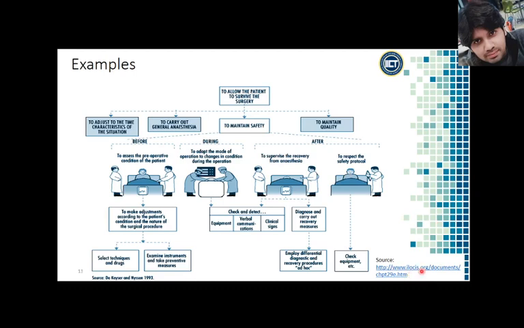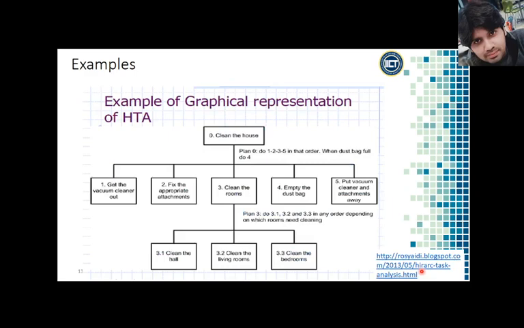Another example of graphical representation, to clean the house, is this. Now here, look at the annotations, how they are provided and how the task is divided into different subtasks. For more details, you can of course refer to this website.